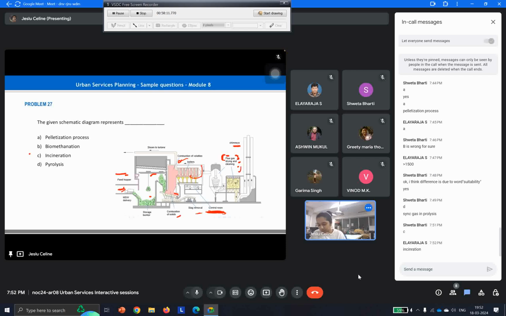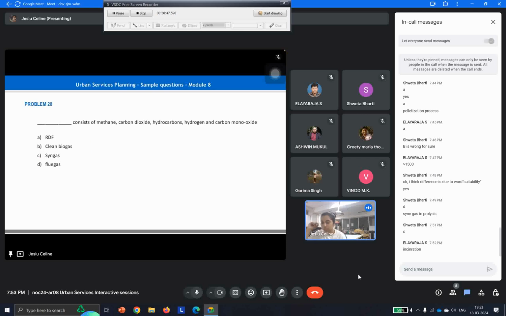It is incineration because we see the process, you're just heating it. Combustion of volatiles or solids, both are being heated over here, and then whatever is coming out of it, flue gas and drying and cleaning. So this is the schematic showing incineration. The other, pelletization, we already discussed the flow chart. Biomethanation, we know. Pyrolysis also we know. It needs to be at a very high temperature. So let's go to the next question.